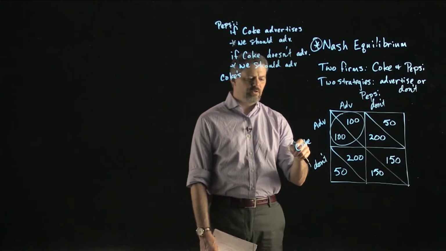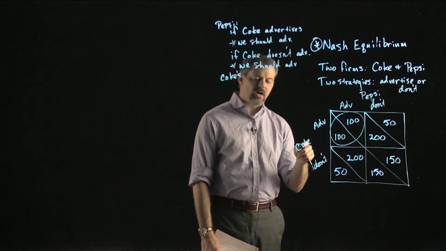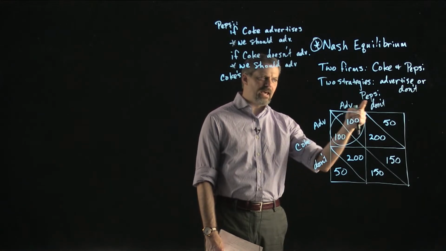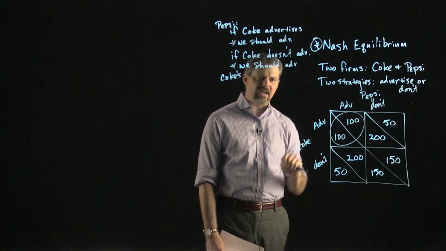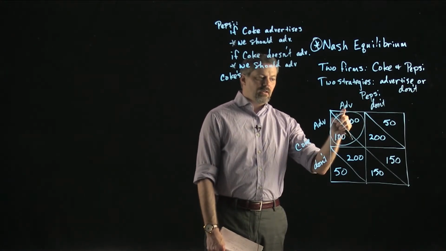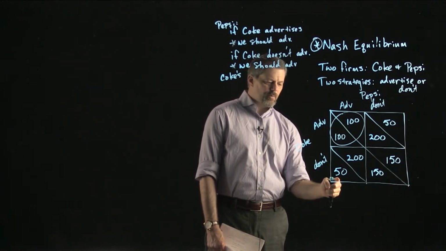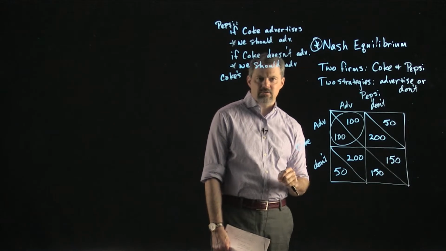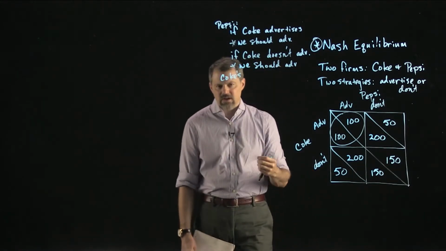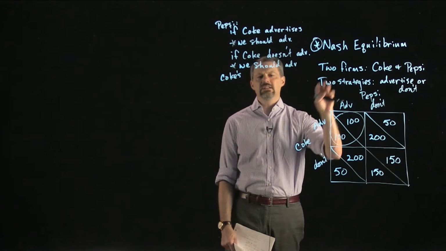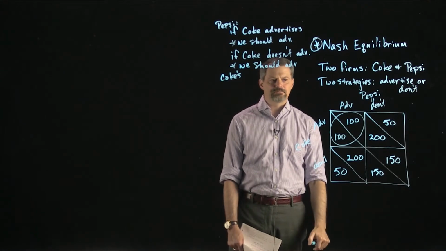Let's take the point of view of Coke. So we're Coke, we chose to advertise, and we observed that Pepsi also chose to advertise. We could have not advertised, and if we hadn't, we would end up with 50 instead of the 100 that we got. So Coke doesn't regret its strategy either. Neither player regrets their strategy.